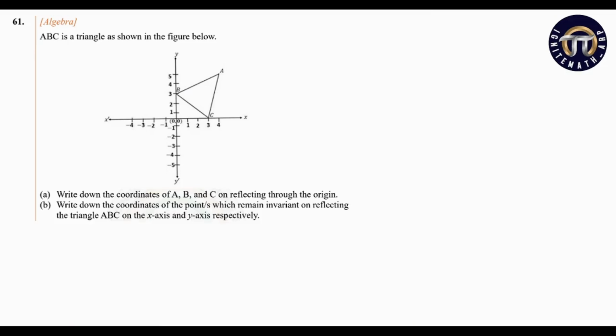Now let me take question number 61. They have given you a triangle ABC and you are supposed to identify the coordinates of ABC, and later reflect those points in the origin. Before we reflect, let me identify the coordinates. The coordinate of point A is 4 comma 5. The coordinate of point B is 0 comma 3 because it is on the y-axis, and the coordinate of point C is 3 comma 0.